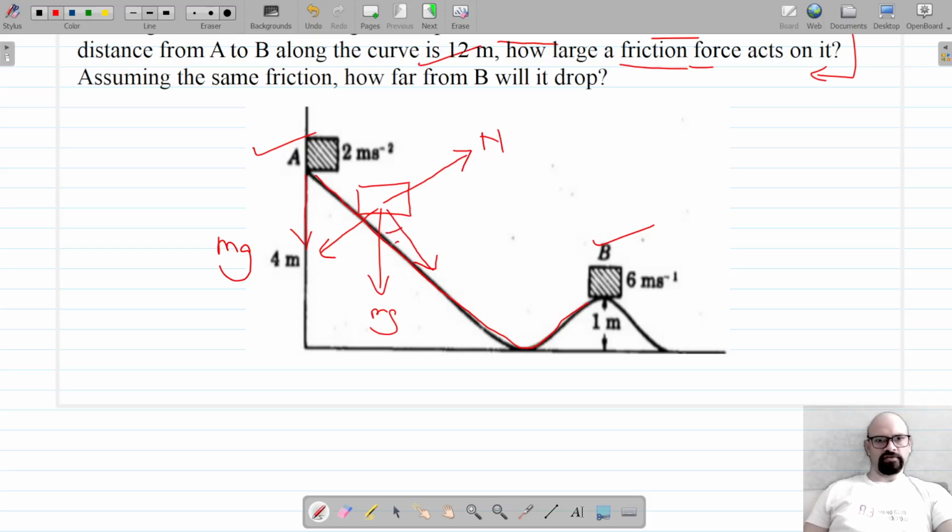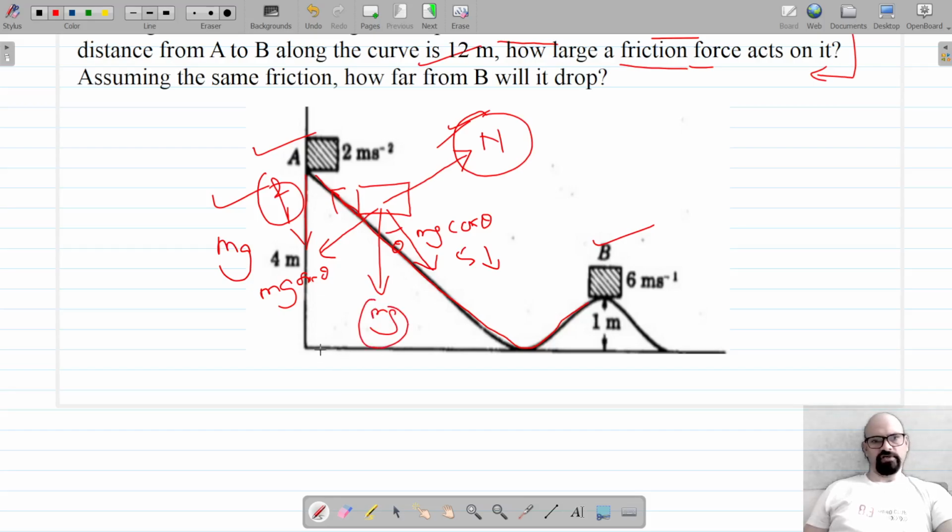So this is theta, this is mg cos theta, and this is mg sin theta. Now the work done by the normal force is zero because the displacement is in this direction. So these are the three forces acting: the normal reaction, the force of friction in the opposite direction, and the gravitational force, which is acting vertically downwards.